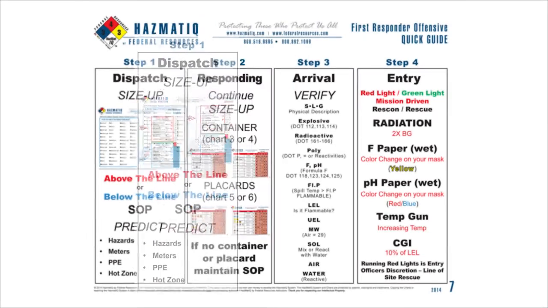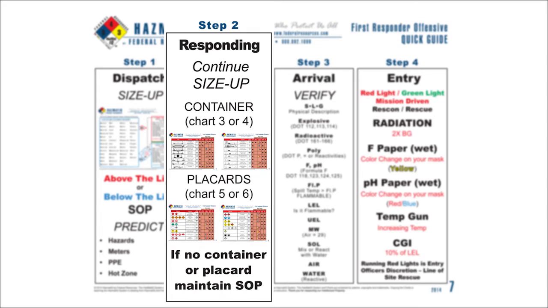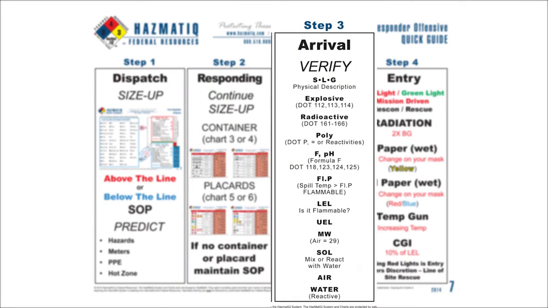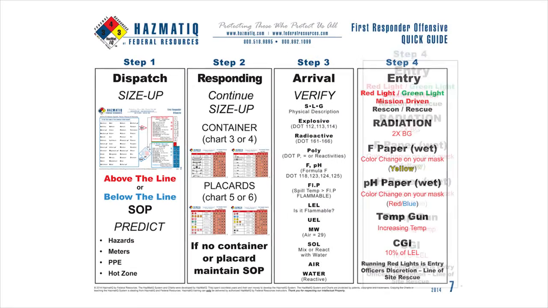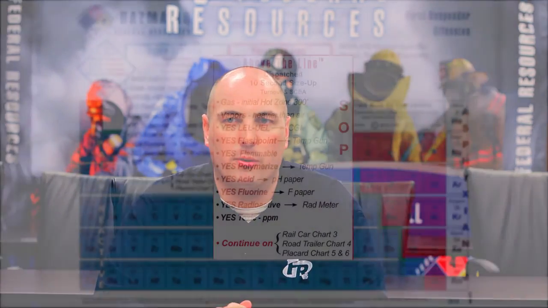Step number 2 is, as we're responding, we're going to try to get more information using a container shape or a placard. Step number 3 is verify. If we have a chemical name, we're going to look it up in the NIOSH Pocket Guide and verify the hazards based on the chemical physical properties. And step number 4 is we're going to make entry into the hot zone to either perform a rescue or conduct a recon. This month, our scenario is a leaking rail car in the rail yard.